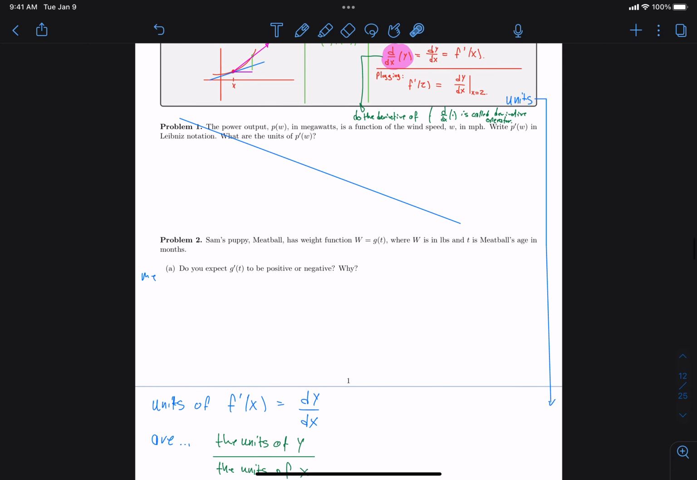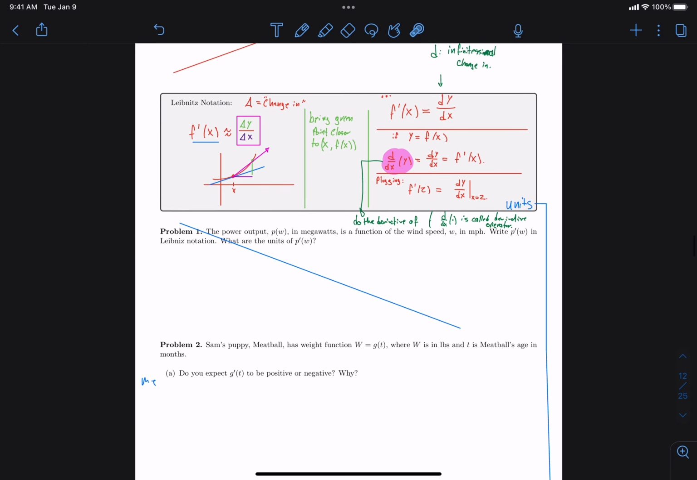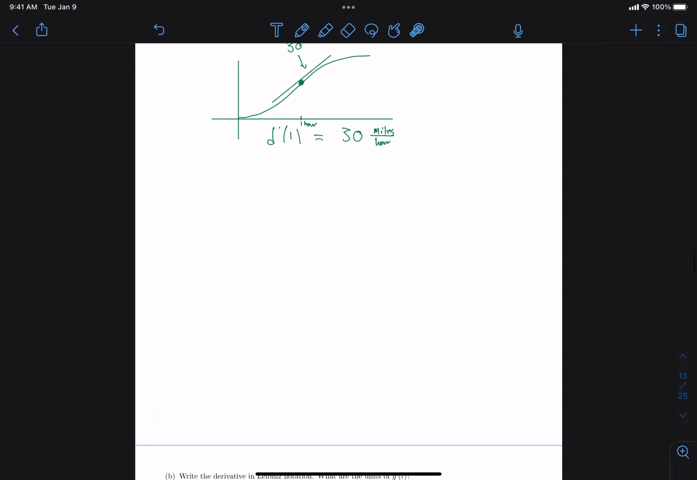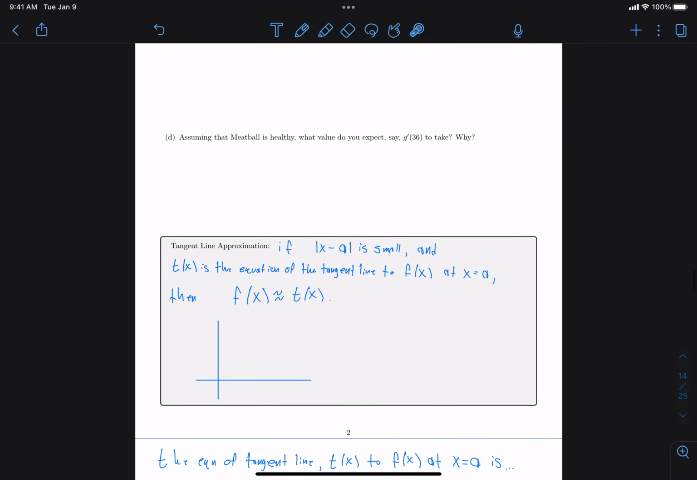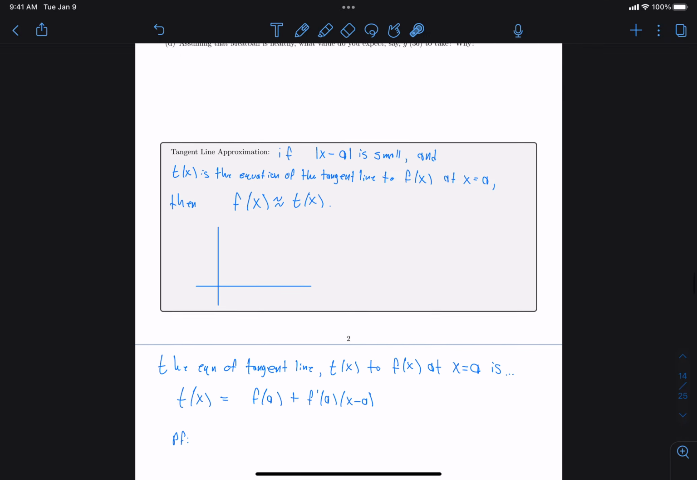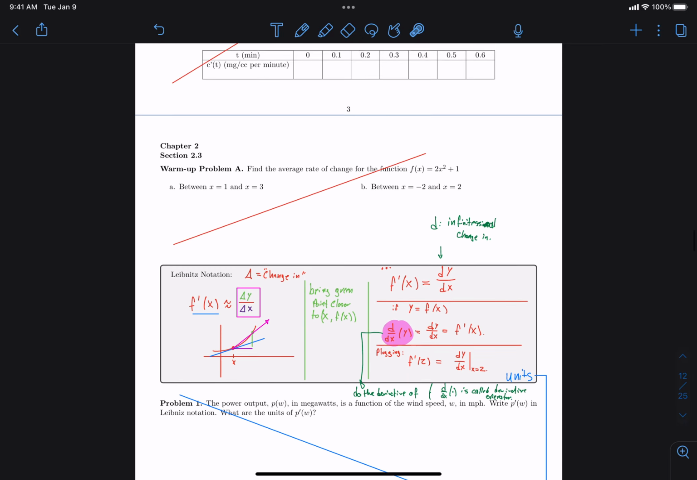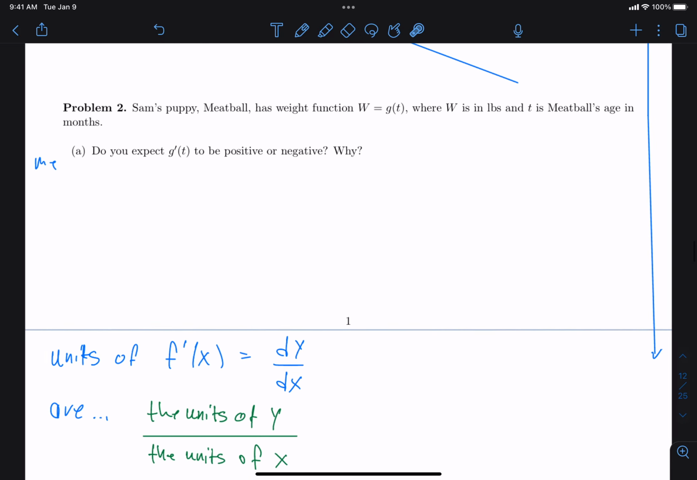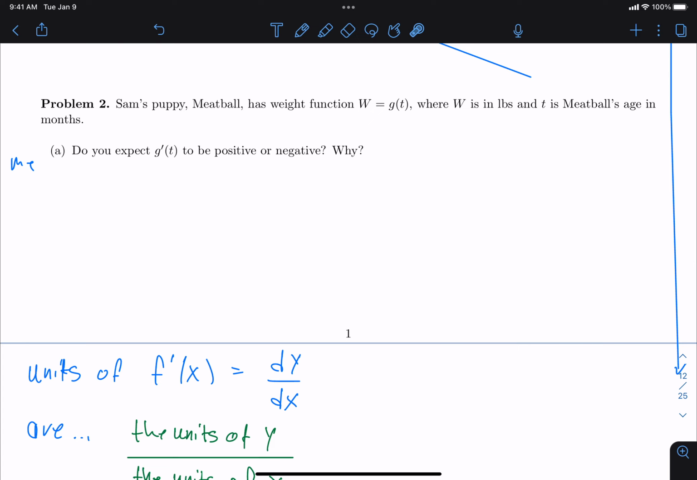All right, let's move on to something else. I'm going to do a quick example. I want you all to work through this one with me as I go, okay?